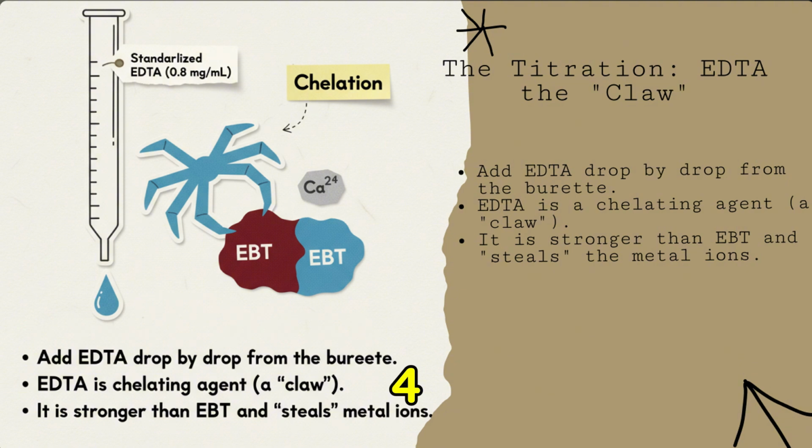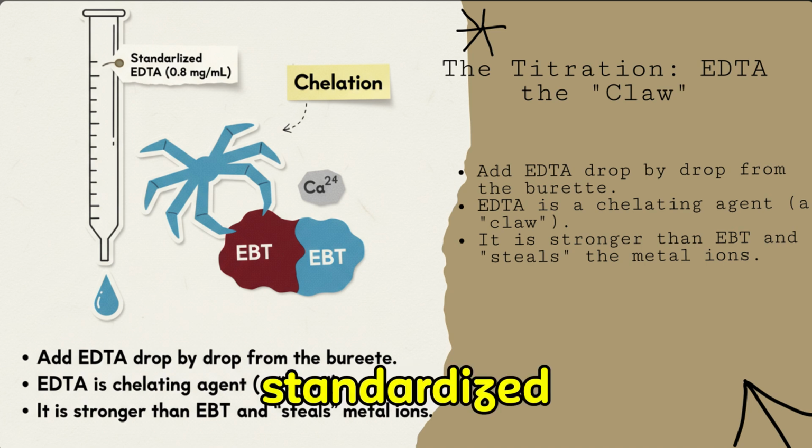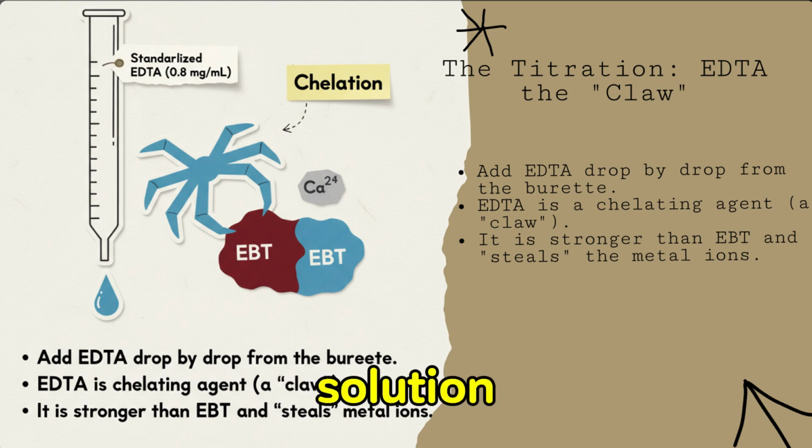Step 4. The titration. Now for the main event. We fill our burette with our standardized EDTA solution, the one we know has a strength of 0.8 milligrams per milliliter. Then we start adding the EDTA solution drop by drop into our wine red water sample, swirling the flask constantly. Here's the chemistry happening.